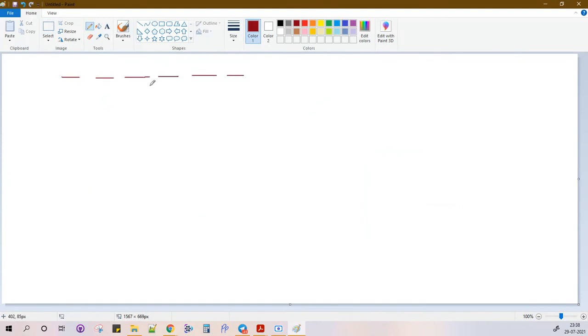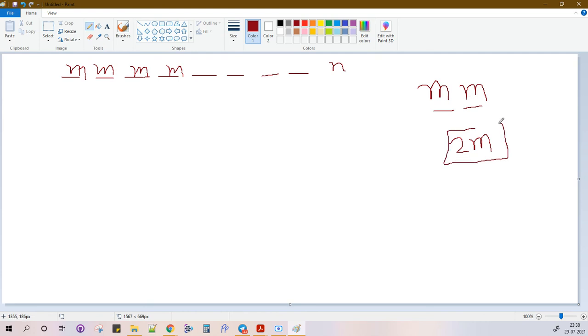Let's take 8. So I have n lists, each of size m. Now I need to do merging. And what is the cost of merging two lists of size m? It is nothing but 2m, because I need to go through each element once in both lists. So the cost is 2m.